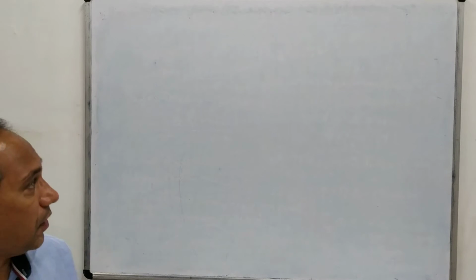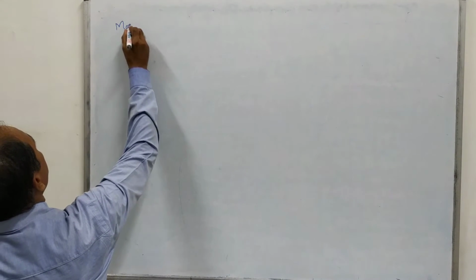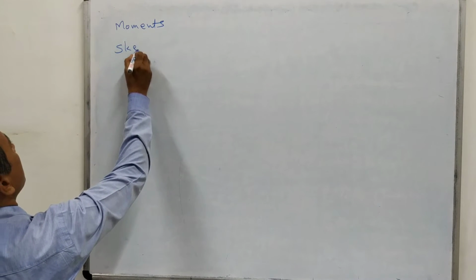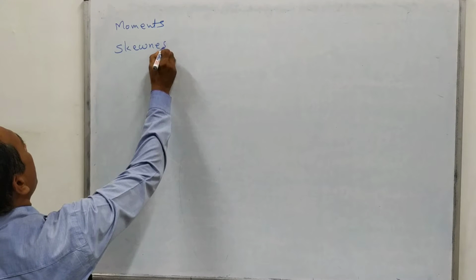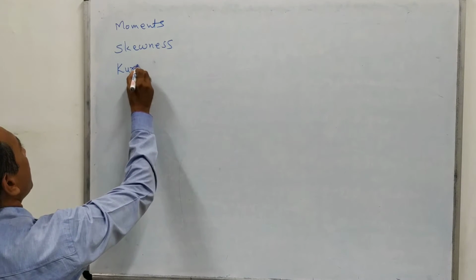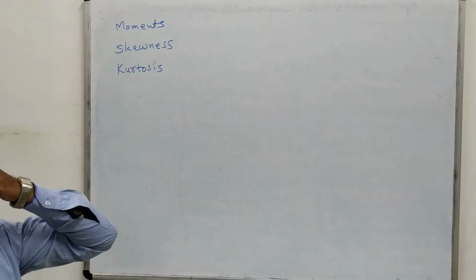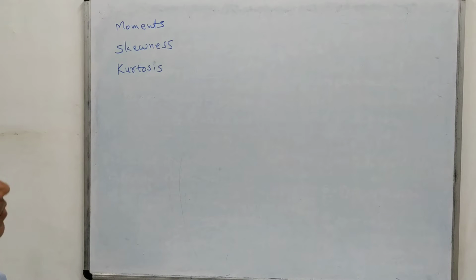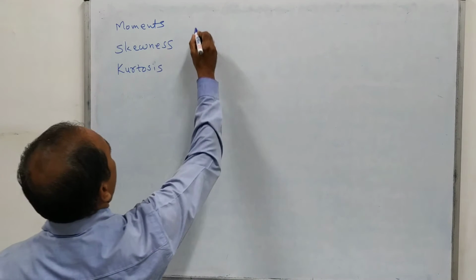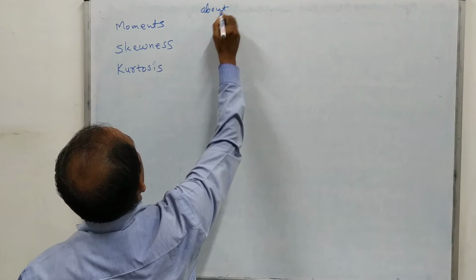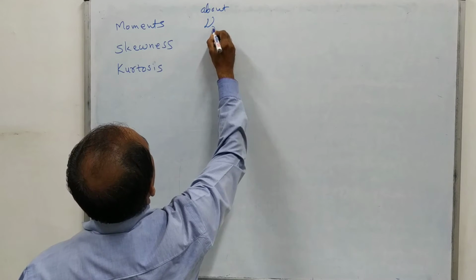So students, in the last two lectures we have studied about moments, skewness and kurtosis. There we have seen the formula for how to find moments. We have seen the moments about A, and this we have denoted by nu r dash.